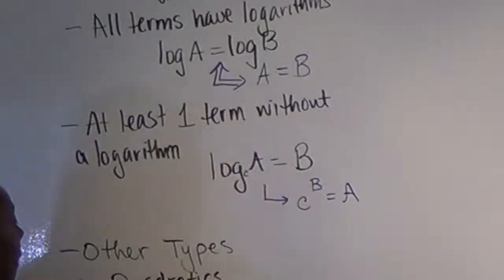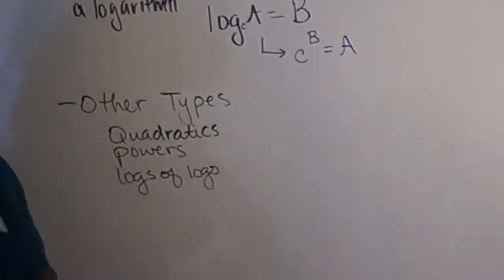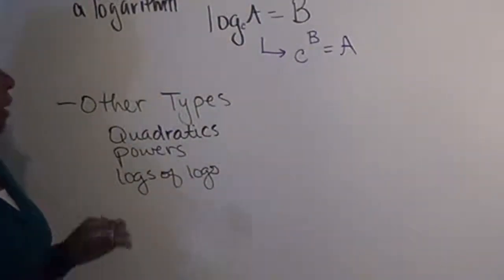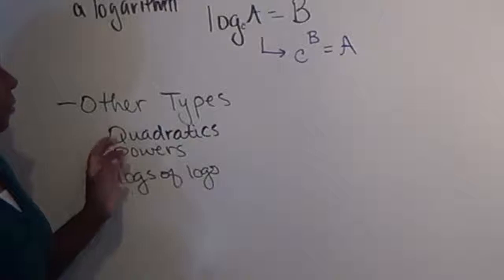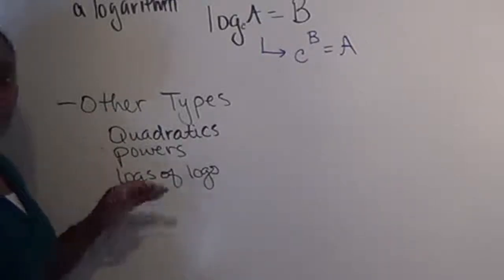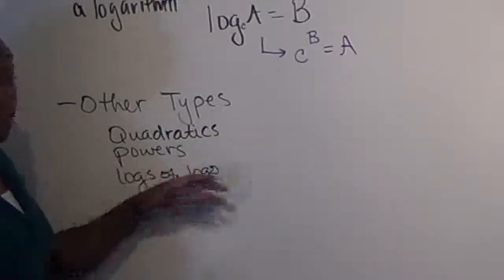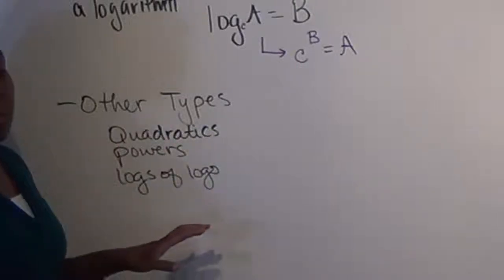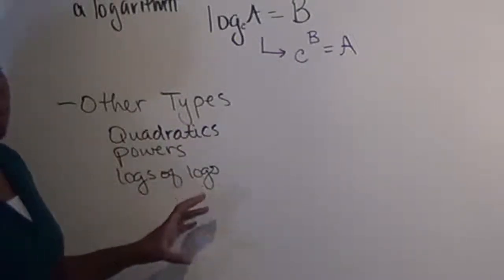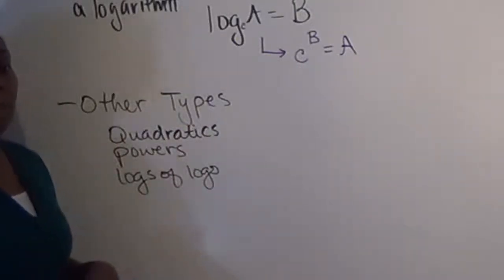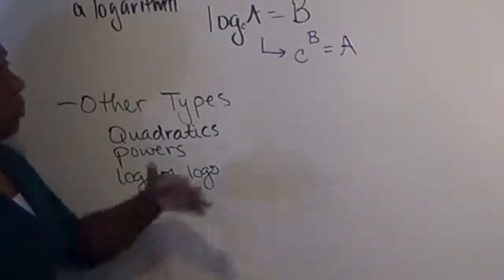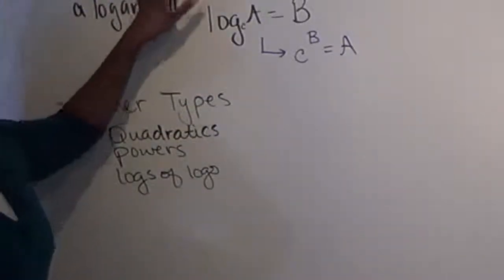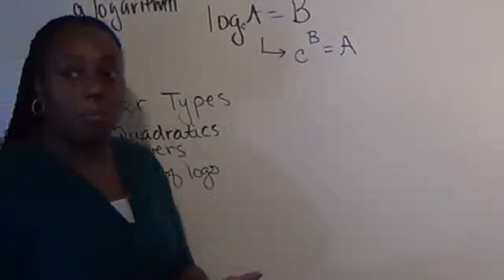And so we're back to an exponential equation, which we know how to solve now. And then the other types are just like what we saw with the exponentials. We could have logarithms that are in the form of quadratics, powers of logs, logs of logs. All of those types of things would fall under the other category. And again, it just means that we have to use something else in order to get it back in terms of one of these two, instead of just combining our logarithm properties.